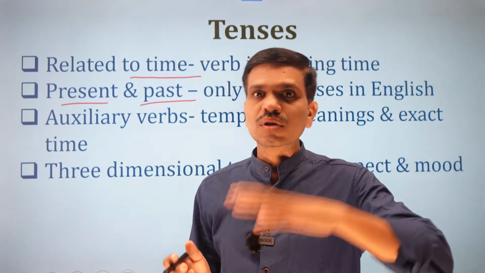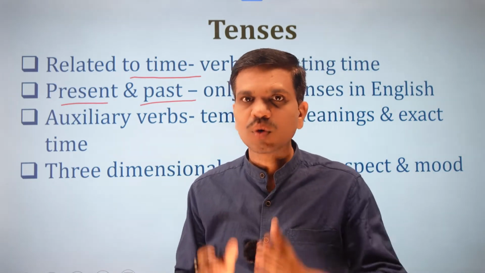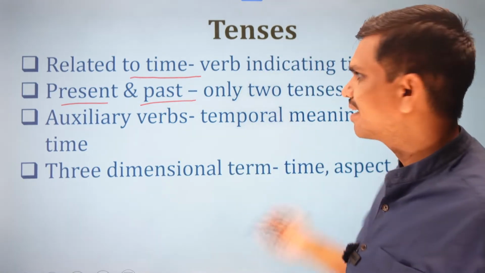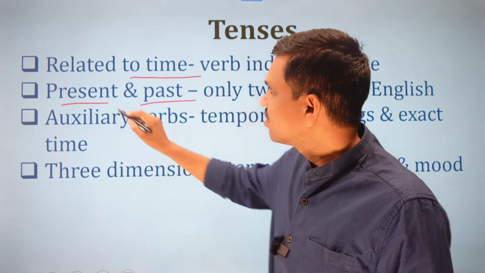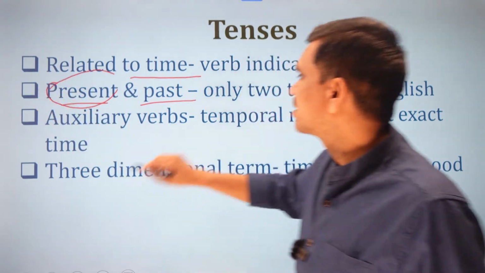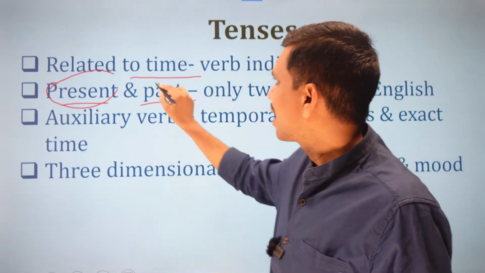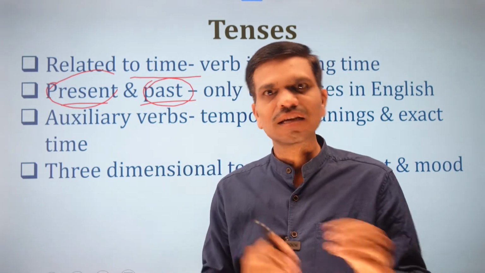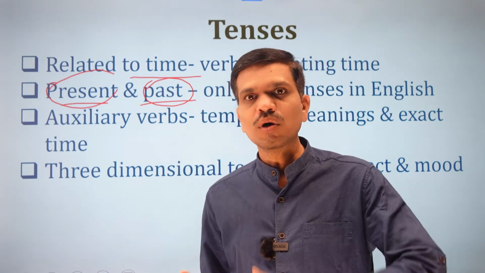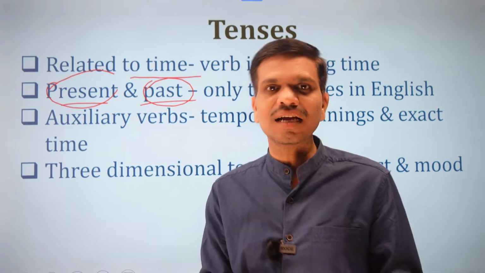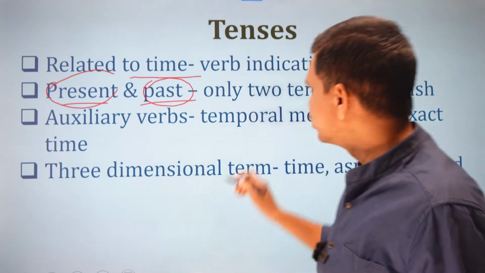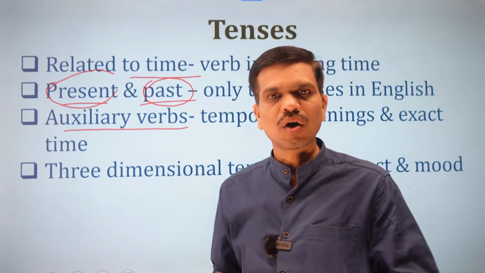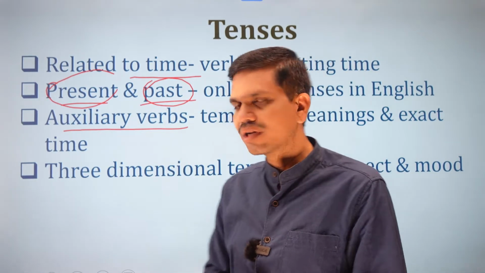Now there are some auxiliary verbs, or helping verbs, which convey the temporal meanings and exact time frames. So these are the rough time frames: what happens in the present, or what happened in the past. This is a general categorization and hence English forms two tenses. But if you want to convey an exact time frame, then you have to use some auxiliary verbs, through which the temporal meaning or exact time is conveyed.